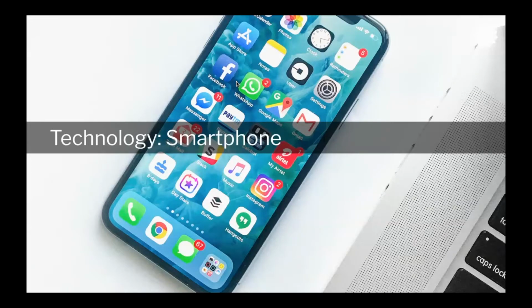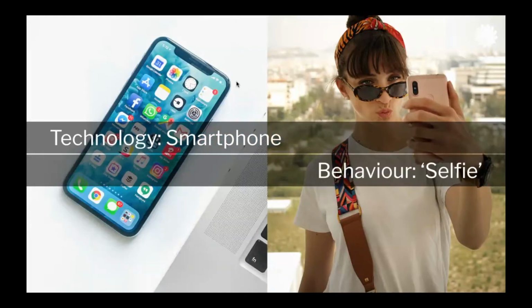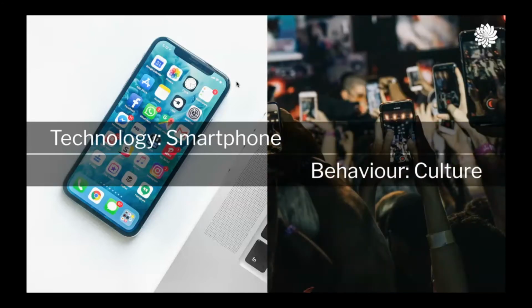Now, the latest version of technology is what we consider digital technology, and the latest embodiment of digital technology is this device that all of us carry around, which is called the smartphone. And the smartphone has given rise to a very wide range of behaviors, such as the selfie, which is on an individualistic level, but it's also given rise to a lot of cultural or social behaviors.